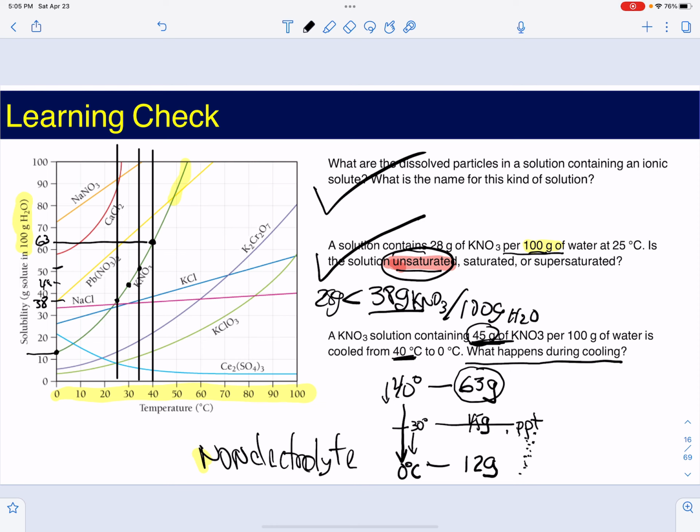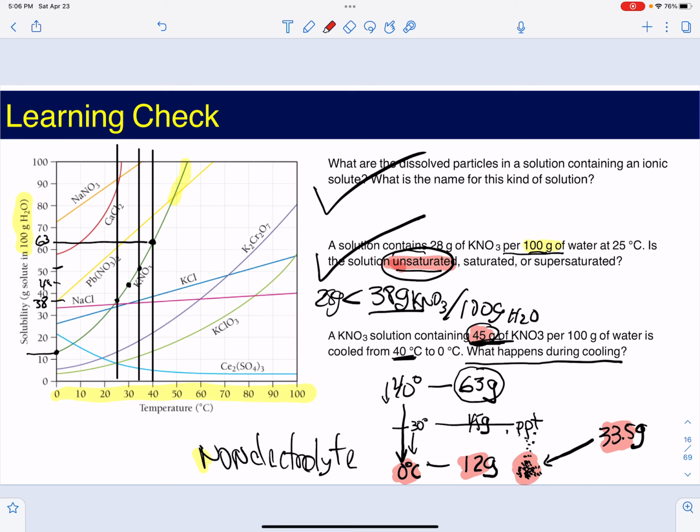And when I make it to 0 degrees Celsius, I'm going to see some solid at the bottom of the beaker or whatever flask I'm using. Based on the graph, at 0 degrees Celsius, this should be exactly 33.5 grams. How do I know how much is going to be at the bottom? Well, at 0 degrees, the maximum I can dissolve is 12. Since I begin with 45, the difference is going to be the precipitate.